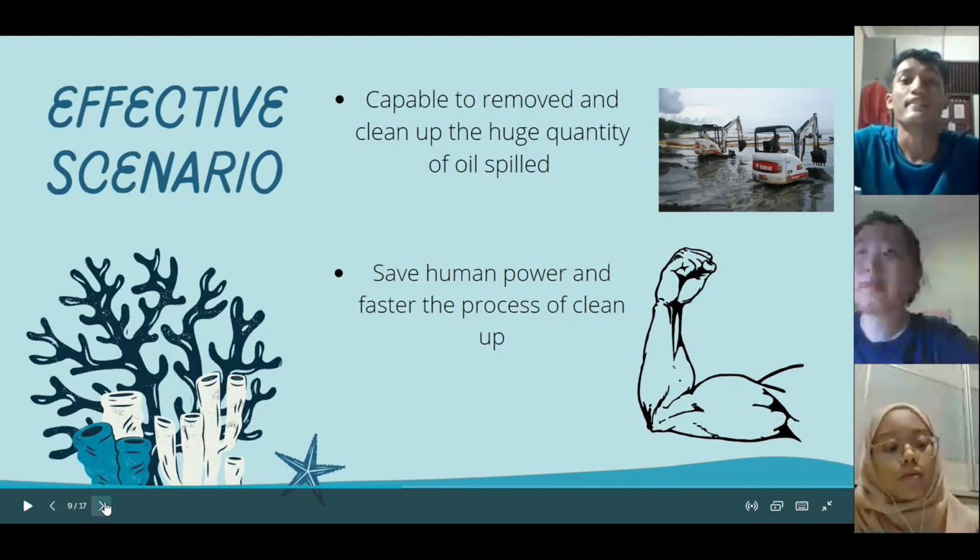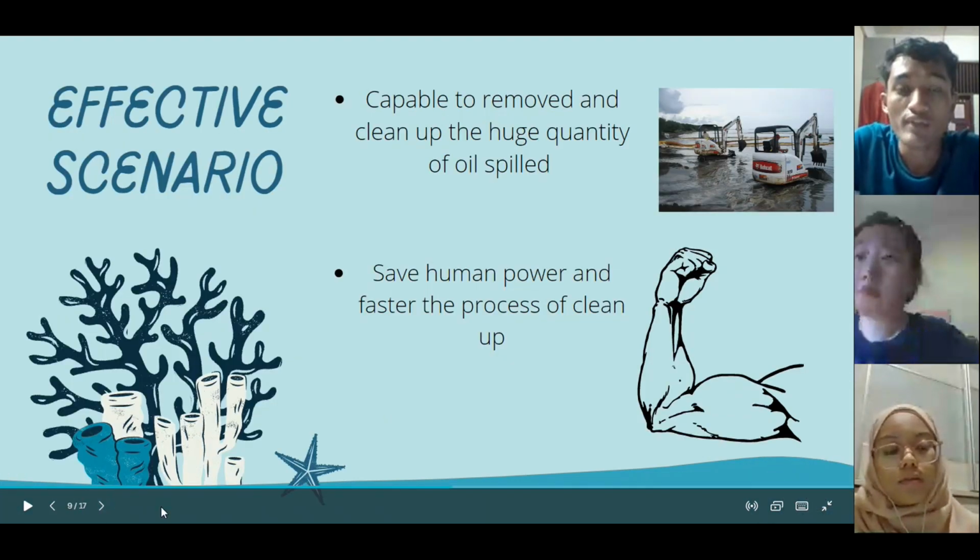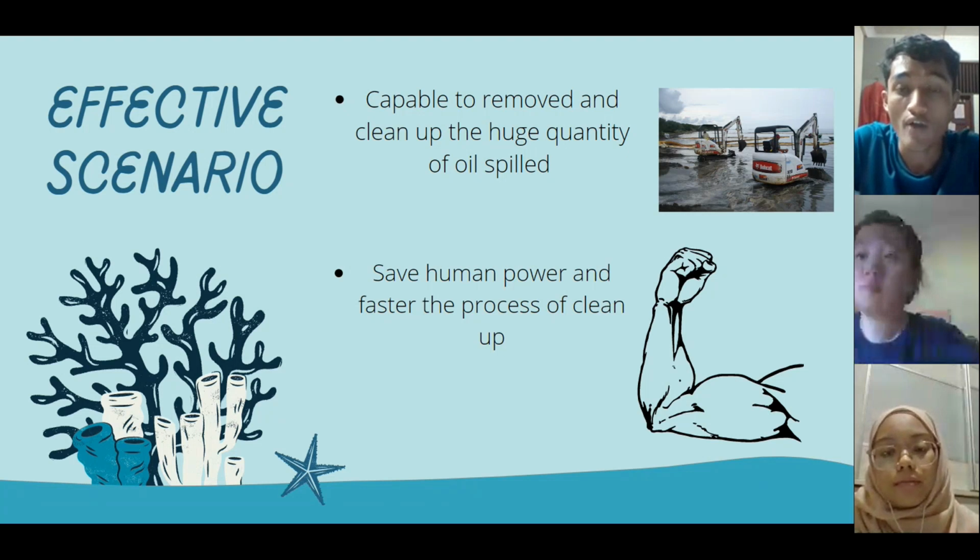The next part is effective scenarios. It is capable of removing and cleaning up a huge quantity of oil spill. This is due to the mechanical instruments that we use. As you can see on the right-hand side, this is a bulldozer that we use to collect and clean up the oil spill at the shoreline. And the second part is that it saves human power and speeds up the clean-up process.